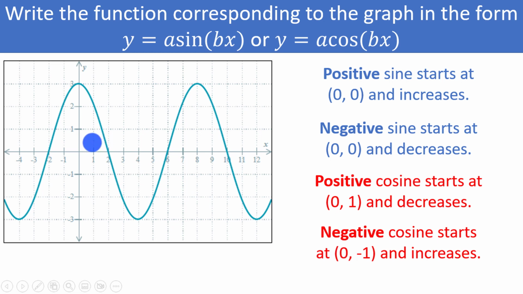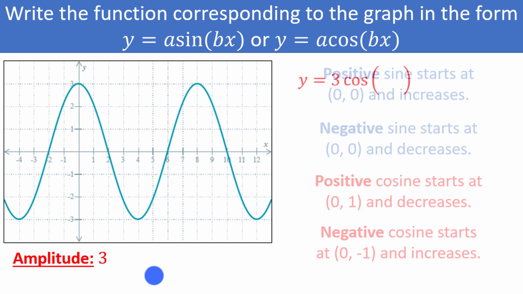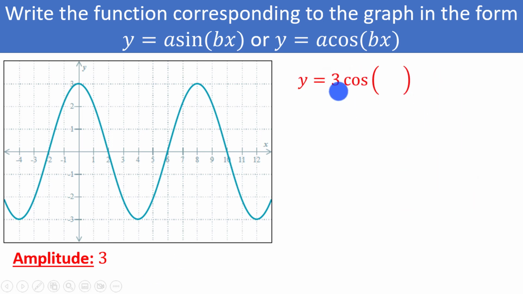In this case, it looks like we start at a maximum of 0, 3, and then we decrease from there. So the function that starts at a maximum and decreases is the positive cosine function, so that must be what we have. The amplitude is 3, because we start at a maximum of 3 and go all the way down to a minimum of -3, so we can say that the amplitude is +3. Therefore, the general form of our function is y equals 3 times cosine of something.